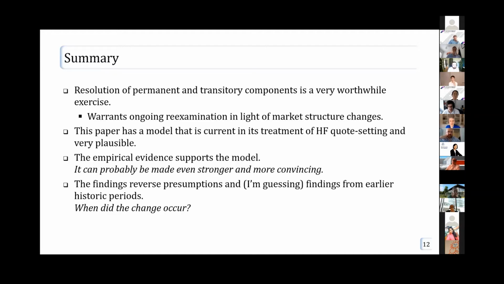So in summary, I think these permanent transitory decompositions are very useful. And certainly they warrant ongoing re-examination because market structures are always changing. The model in this paper is very current in its analysis of high frequency quoting. The empirical evidence supports the model. I think with a more comprehensive and general empirical structure, the analysis could be even more convincing. Also, I'd be curious, back in the days when we thought these price pressures were positive, something got reversed over time. And I don't think it's purely a theoretical reversion or a reversion in our thinking. I suspect empirically something changed, and I'd be curious about when. So I'll leave it at that, and thank you.